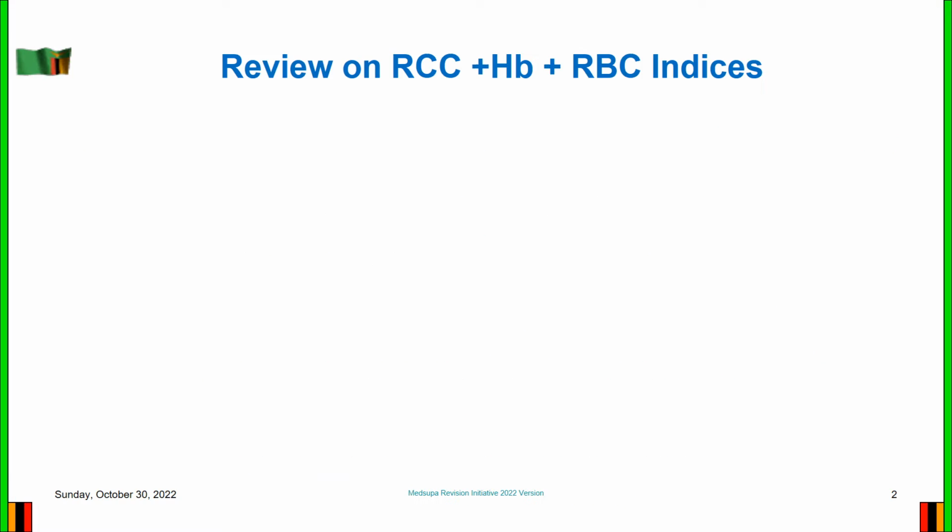So we're going to do a quick review on the following: red cell count, hemoglobin, as well as red blood cell indices. I'll just do a quick review, being that this topic was taught from the introduction of this course for those who have been members. So actually, when you look at the common hemogram in Zambia, usually it is going to have 8 major parameters.